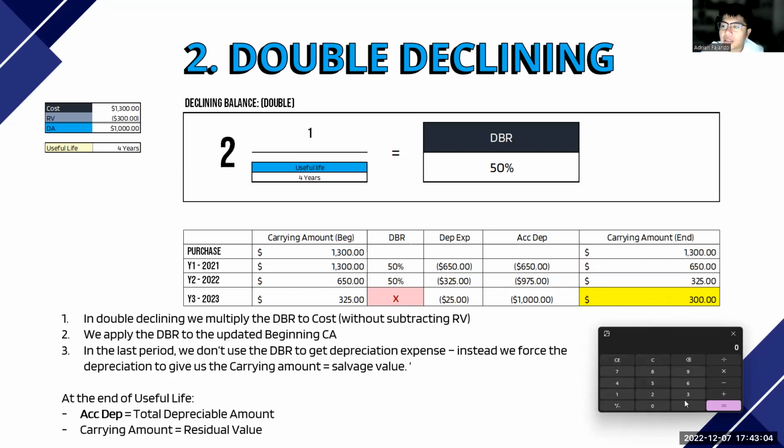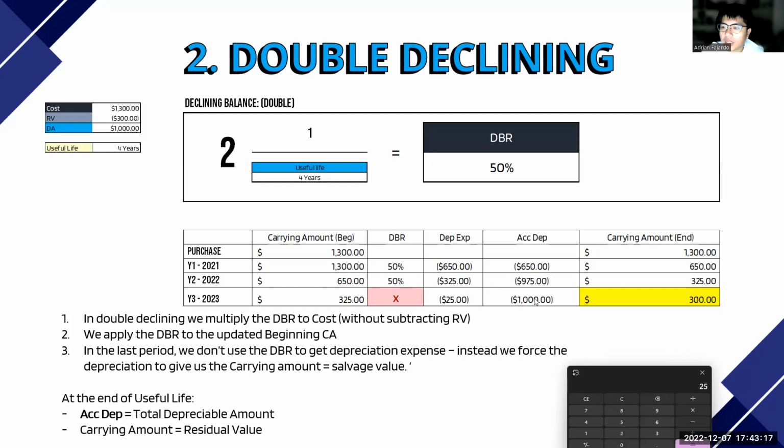So yung carrying amount na 325, we want it to go down lang only to 300. Therefore, our depreciation expense is 25 na lang. And then yung ACDEP mo will total 1,000. So at the end, regardless of the method, at the end of the useful life, dapat yung ACDEP mo of 1,000 is equal to your depreciable amount of 1,000 and yung 300 na carrying amount at the end of the useful life is equal to your salvage value.